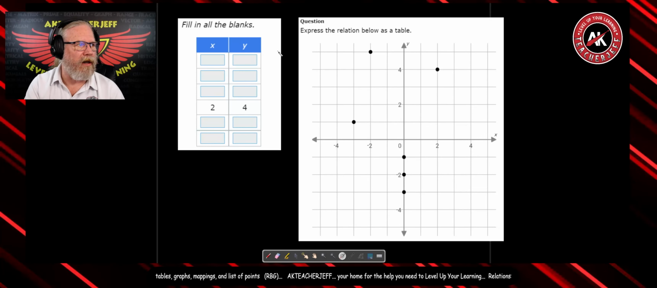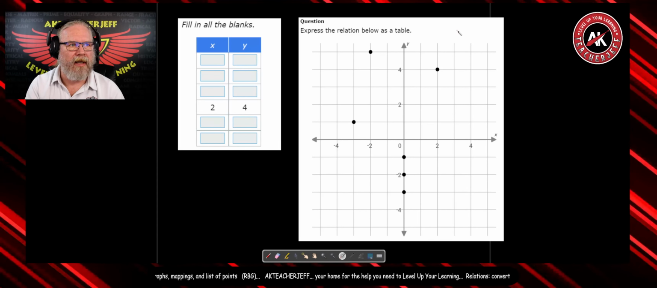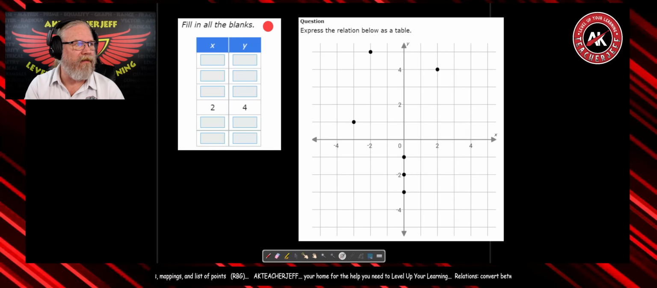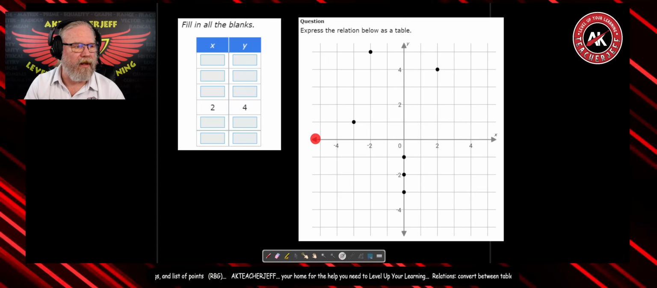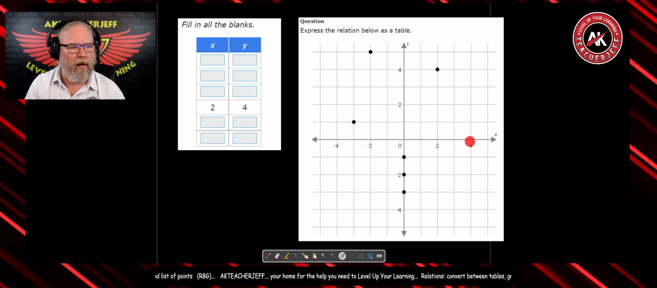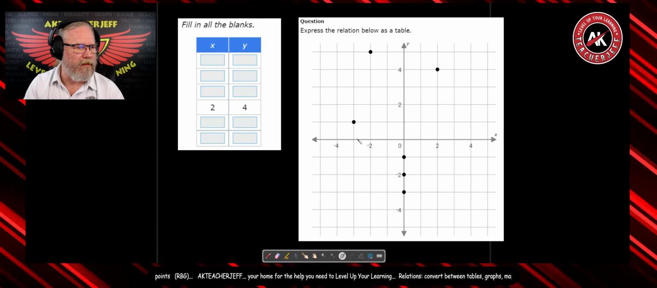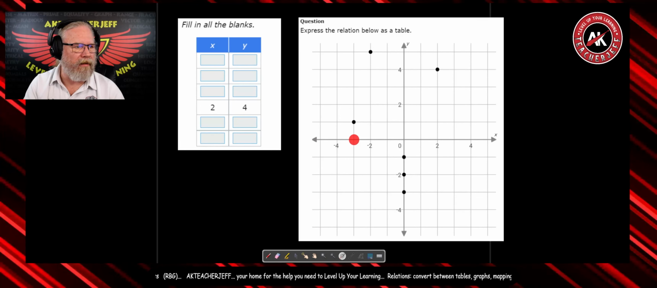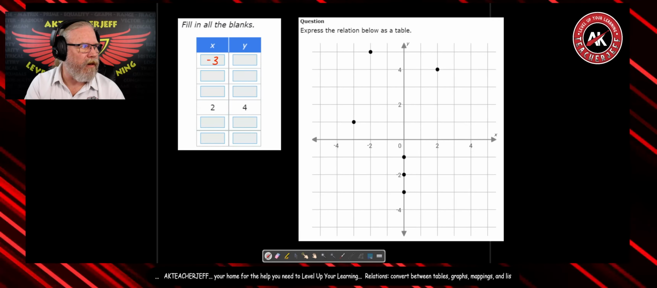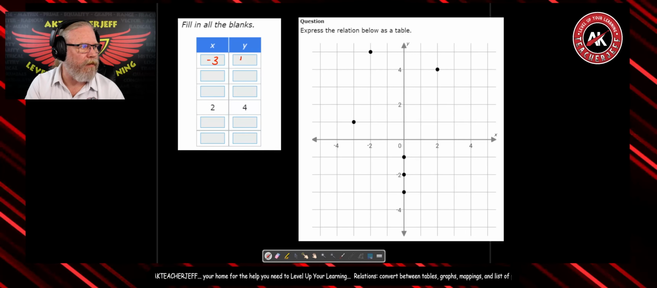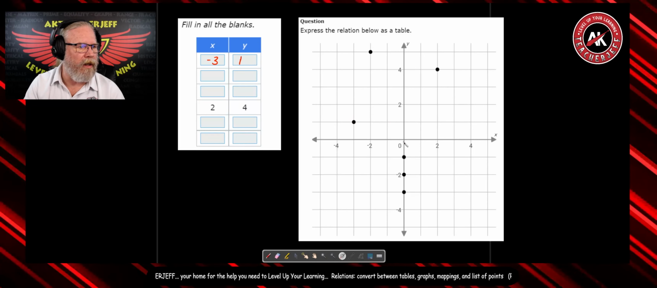Next slide, fill in all the blanks. So we have here a table, and we have here a graph. We need to take the information on the graph and fill in the table. So I always like to start with the lower values and work my way from the left side of the graph, going along with all my x values over to the right, working my way from left to right. So first one I come to is -3. -3 seems to be matched up with +1. So let's fill that in. -3 is matched up with +1. So -3, +1.